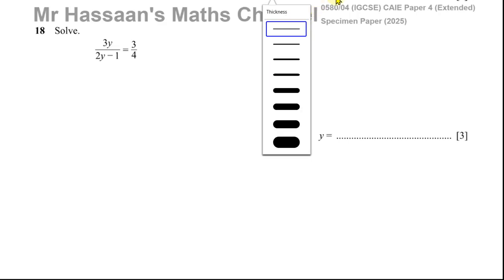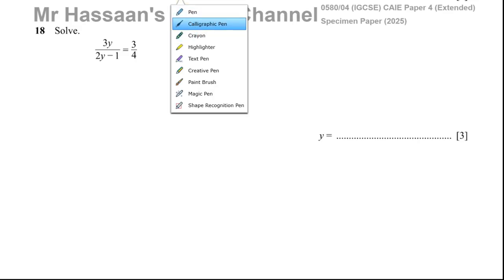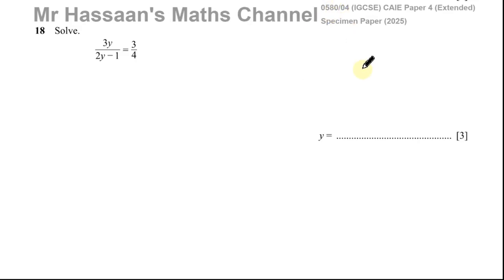Hassan's Maths channel, and I'm now going to answer question number 18 from this paper, the specimen paper from the Cambridge syllabus for the new syllabus starting in 2025. This is Paper 4, the paper in which you can use the calculator. Question number 18 here seems to be about algebraic fraction equations. So we have to solve this equation here.